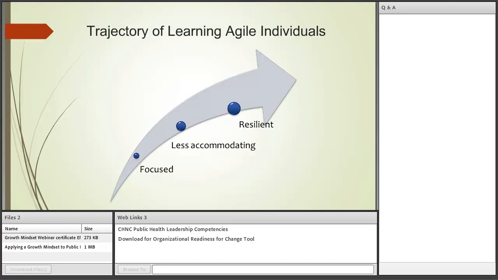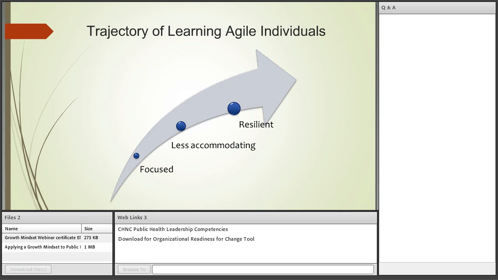When you look at the trajectory of learning agile individuals, you see three things, and you might be a little bit surprised by this. They're much more focused, and I'll talk about what that means. Their personality is less accommodating. And sometimes in healthcare, we think less accommodating people are rebellious and no good, but actually less accommodating people are defined as agile learners. And then you often see the term resiliency. They demonstrate resiliency.